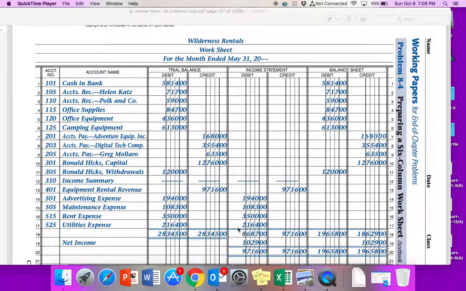And again, because we did math, we put a border, and then we put another border because we did more math, and then you're going to add these two numbers together, and these should equal out, and these should equal out. If you have any questions, please let me know.